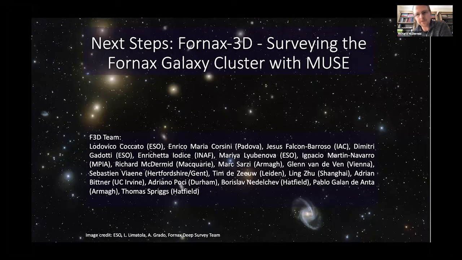Okay, so we'd like to obviously try to apply this to more objects. And so I'll take you to the next steps, which is this Fornax 3D survey, which surveys 30 odd galaxies in the center of the Fornax cluster.